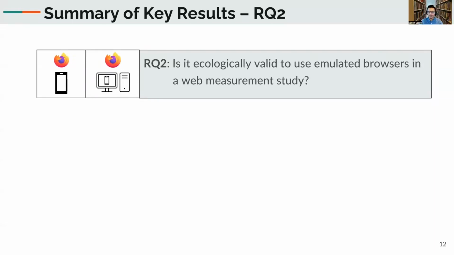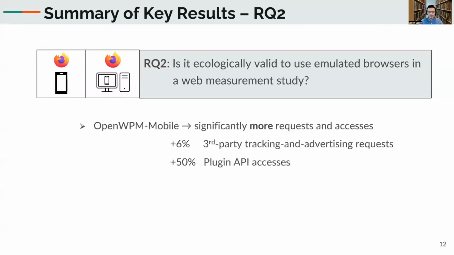Next, looking at our second research question, which asks whether it is ecologically valid to use emulated browsers in a web measurement study, what we found is that OpenWPM Mobile, which takes desktop Firefox running on a desktop device and configures it to look like mobile Firefox running on a mobile device, actually experienced significantly more requests and API accesses than the real mobile Firefox running on a mobile device. In particular, we saw 6% more third-party tracking and advertising requests, as well as 50% more accesses to the plugin API, which is actually desktop specific.